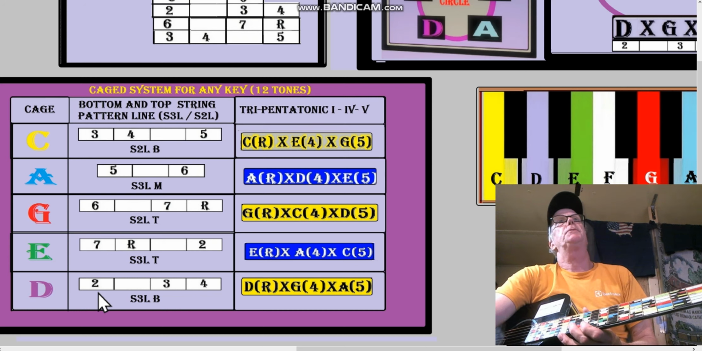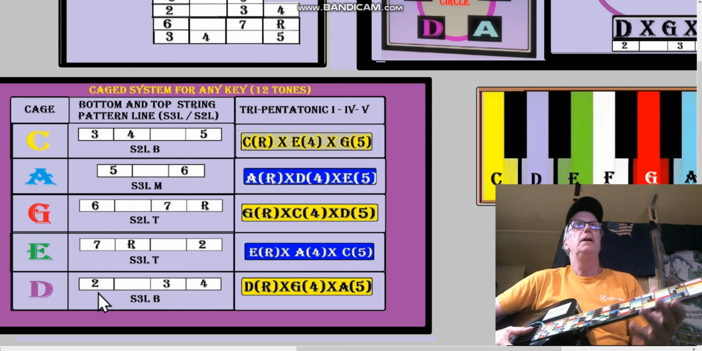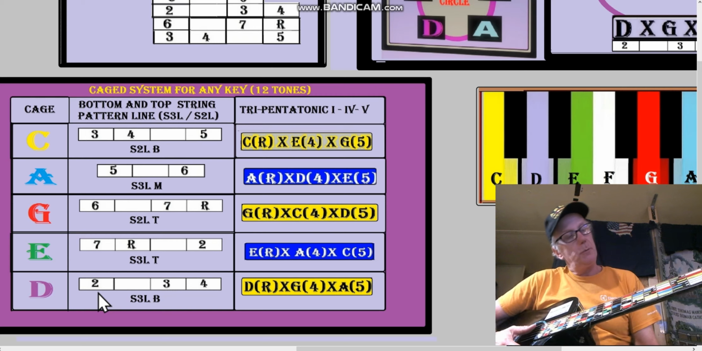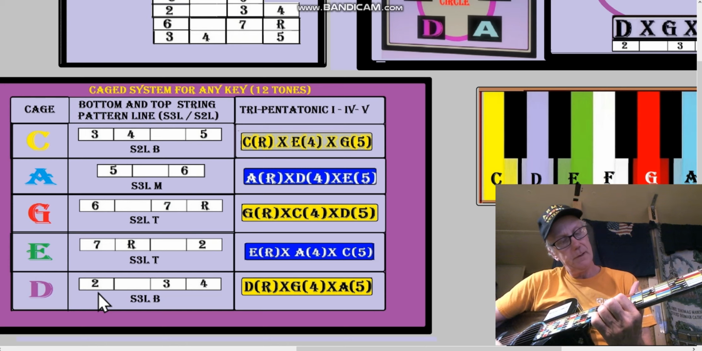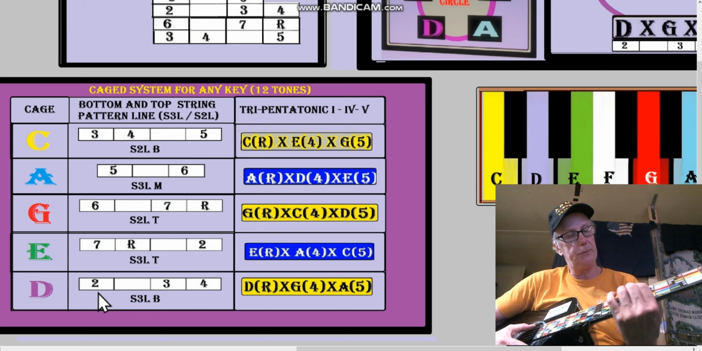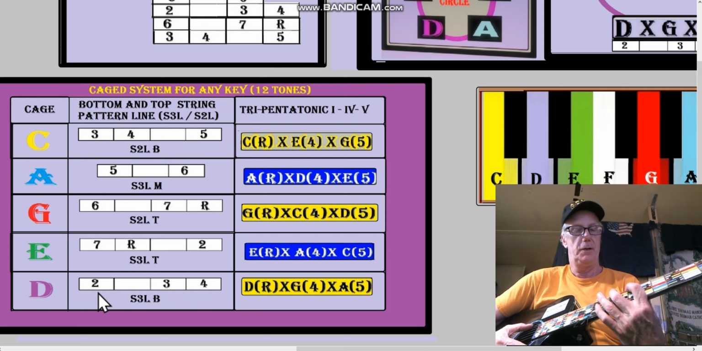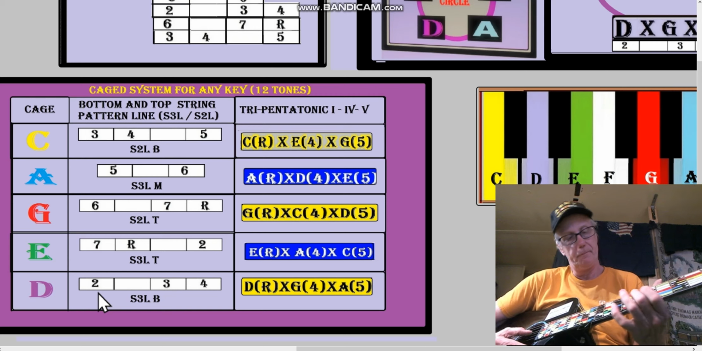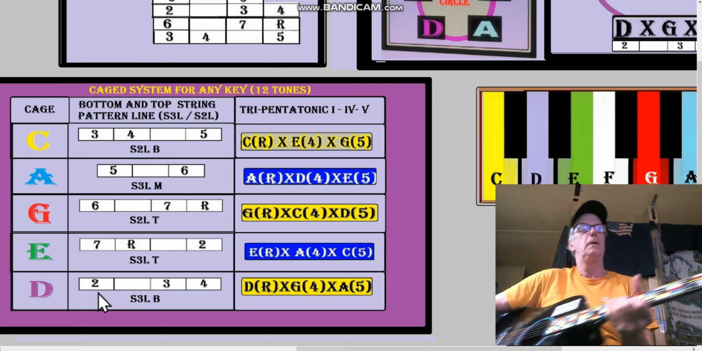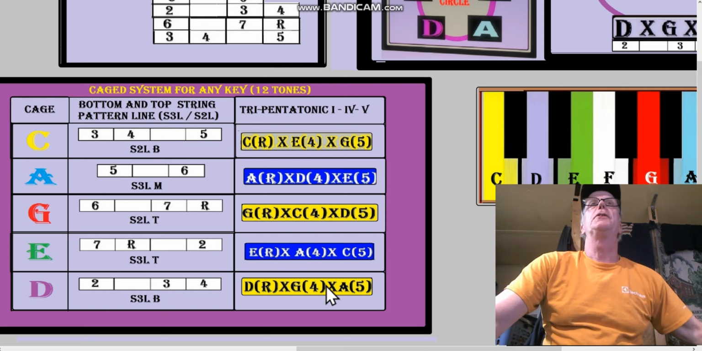That's the E shape. The D shape, we're going to go 2, 3, 4. If we want a D shape D, where is it? Where are you hiding D shape D? Alright, so what's the second of E? Is an F sharp. So we're going to start that D, 2, 3, 4. So, and these are the tripentatonics.